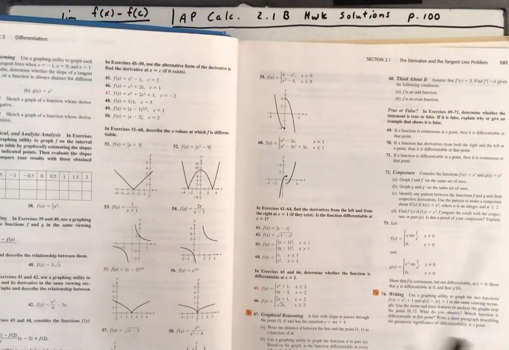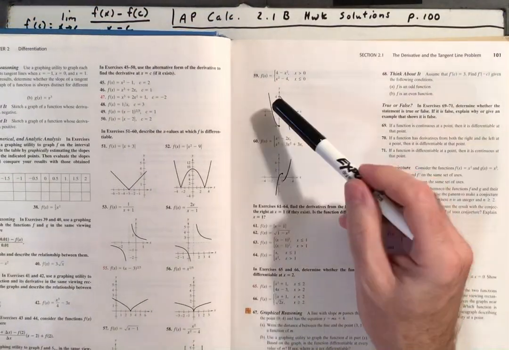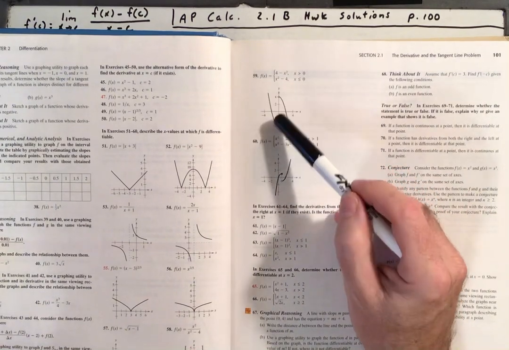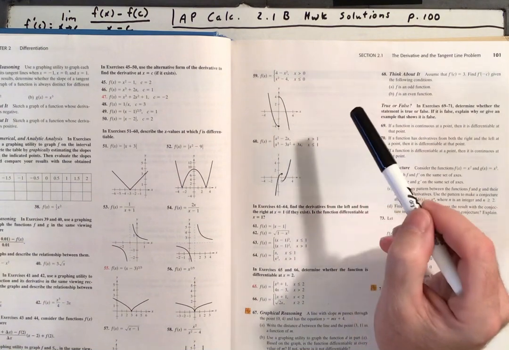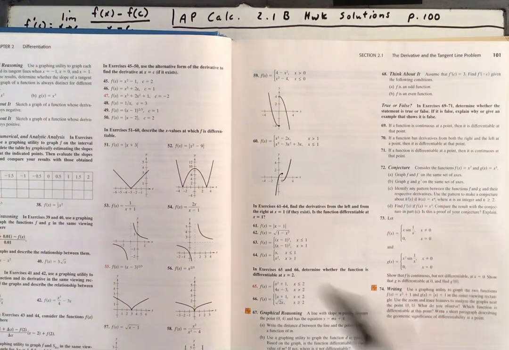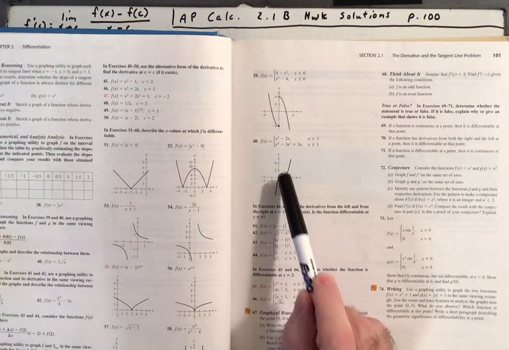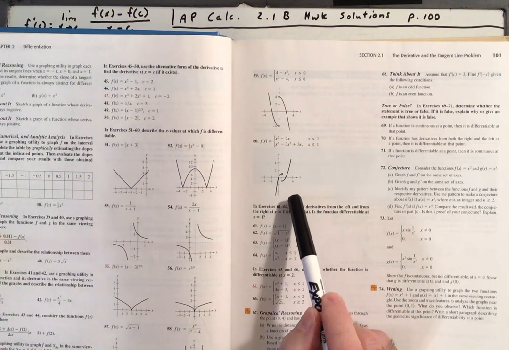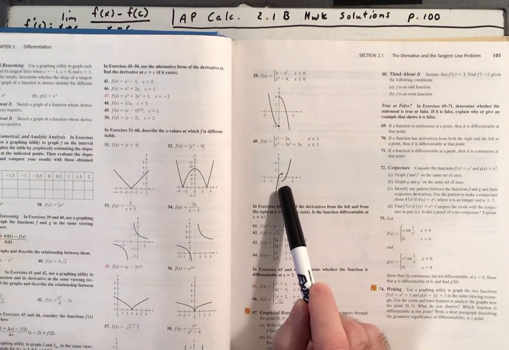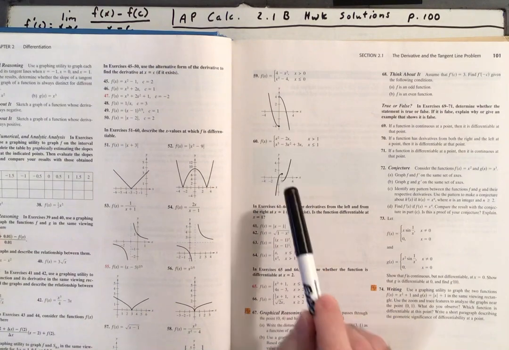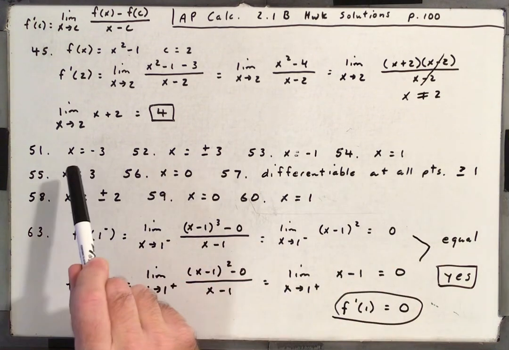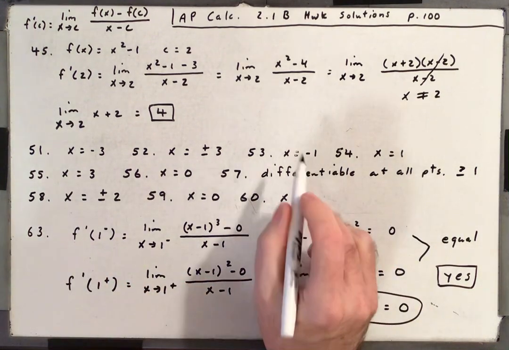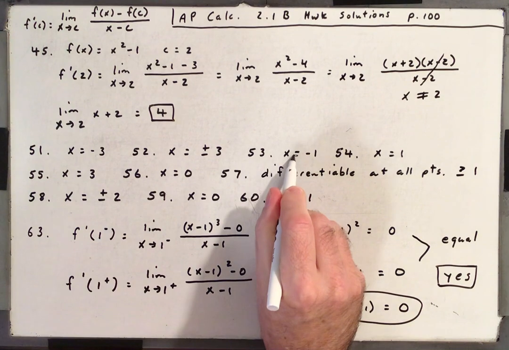59, hopefully that's in your picture pretty good there. We have a big jump discontinuity at x equals 0, so it's not differentiable at x equals 0. And then on 60, we've got a jump discontinuity at x equals 1, so it's not differentiable at x equals 1. Okay, so I wrote all the answers there. If you need to copy any of those down, just pause the video.